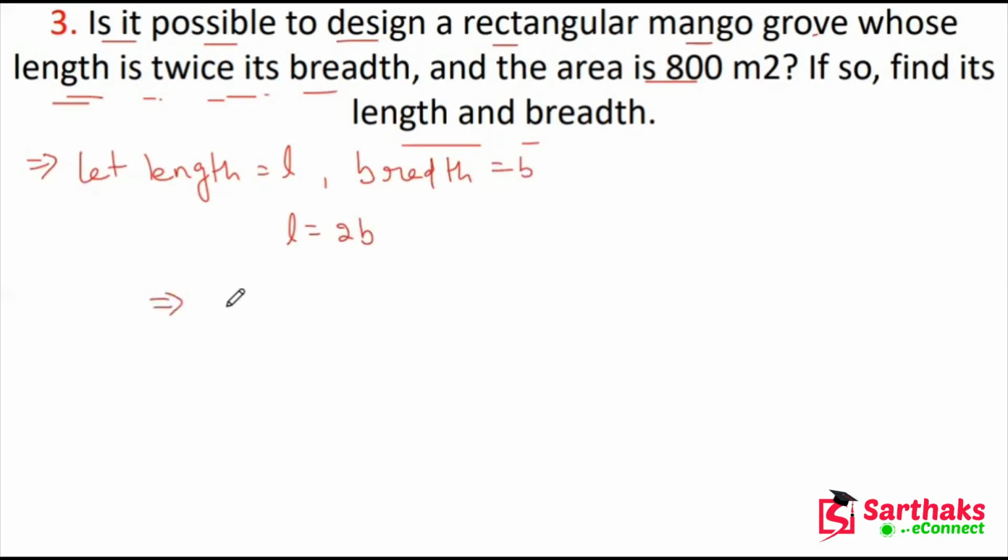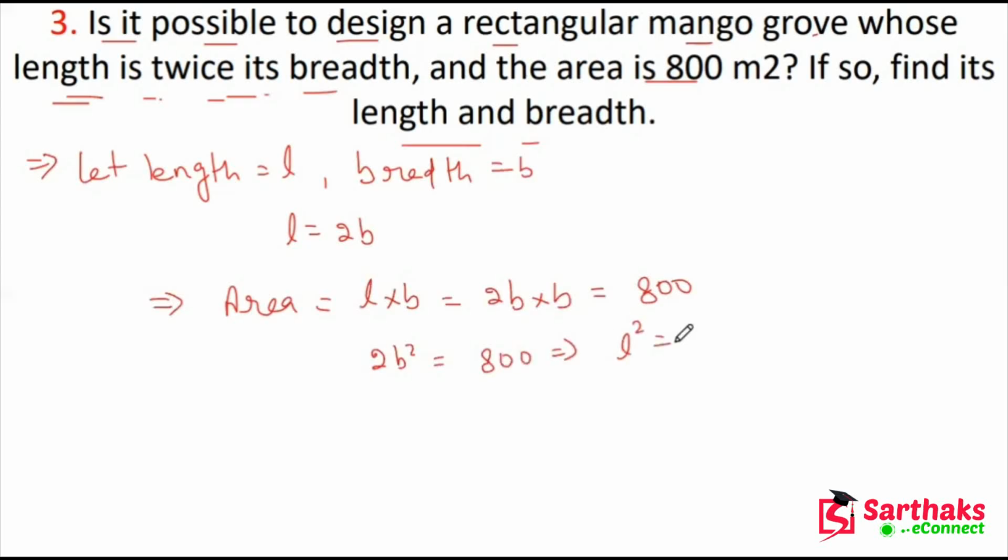Now what is the area? Area is L into B. And what is L? We have L is twice of B, into B, which equals 800. So twice of B square equals 800. Then B square equals 800 divided by 2, which is 400. Now we have B square minus 400 equals 0.